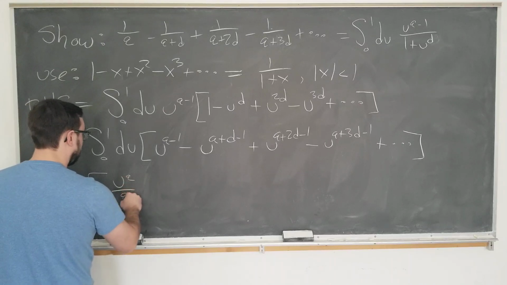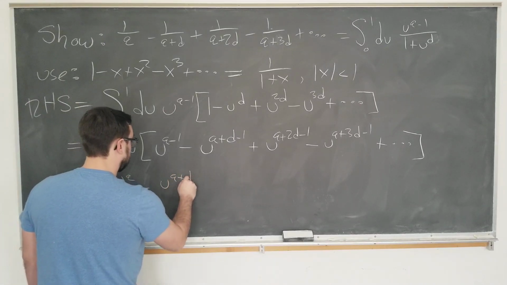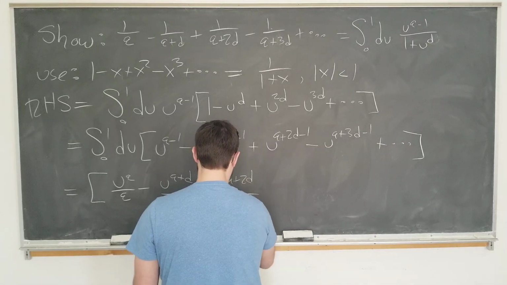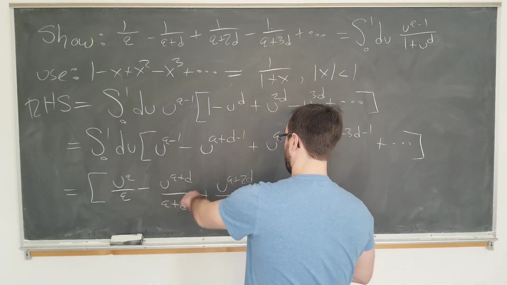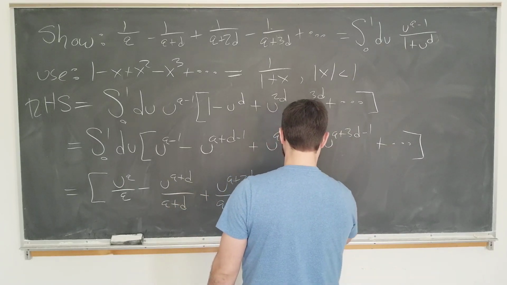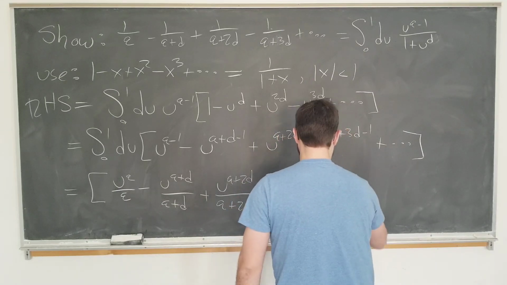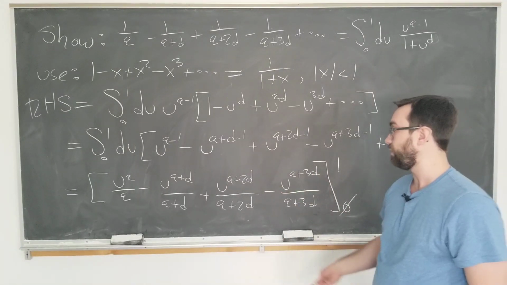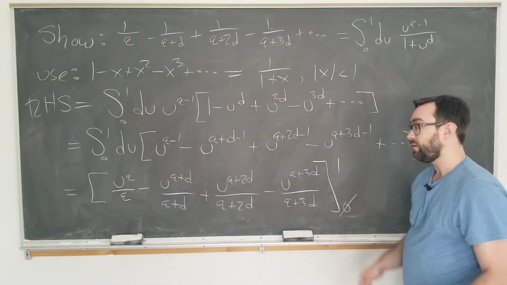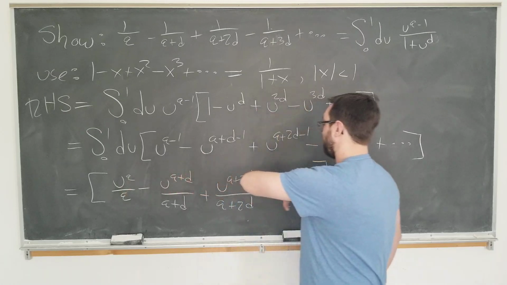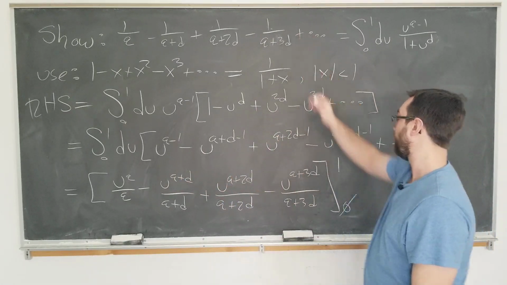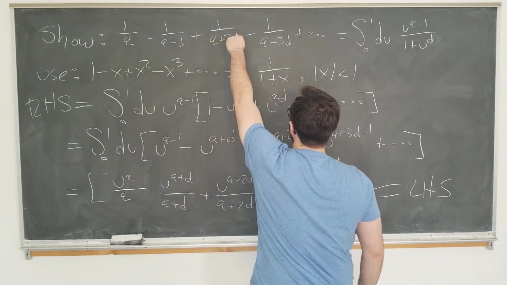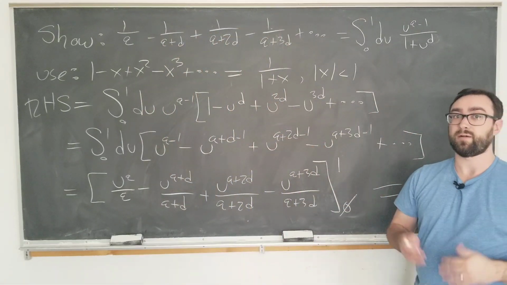u to the a over a minus u to the a plus d over a plus d plus u to the a plus 2d over a plus 2d minus u to the a plus 3d over a plus 3d, and so on. We evaluate this between 1 and 0. Notice that the 0 limit is not going to factor in. It's actually going to be 0 since we have a u everywhere. And then at the 1 limit, the numerators become 1, leaving us with exactly what's on the left-hand side of the expression: 1 over a minus 1 over a plus d plus 1 over a plus 2d minus 1 over a plus 3d plus higher order terms in an arithmetic progression.